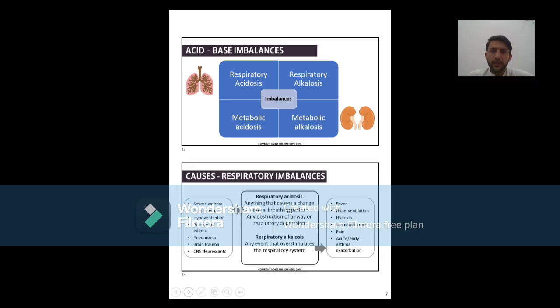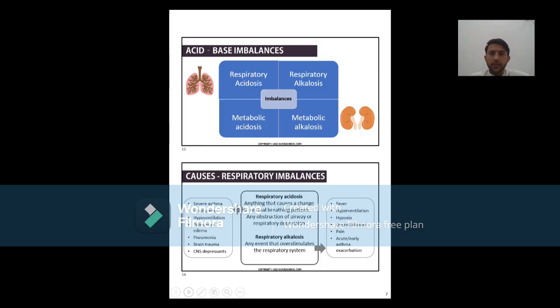Acid-base imbalance, we have two conditions. One is acidosis and the other is alkalosis. And then we have two components. One is respiratory and the other is metabolic, giving respiratory acidosis, respiratory alkalosis, metabolic acidosis and metabolic alkalosis.